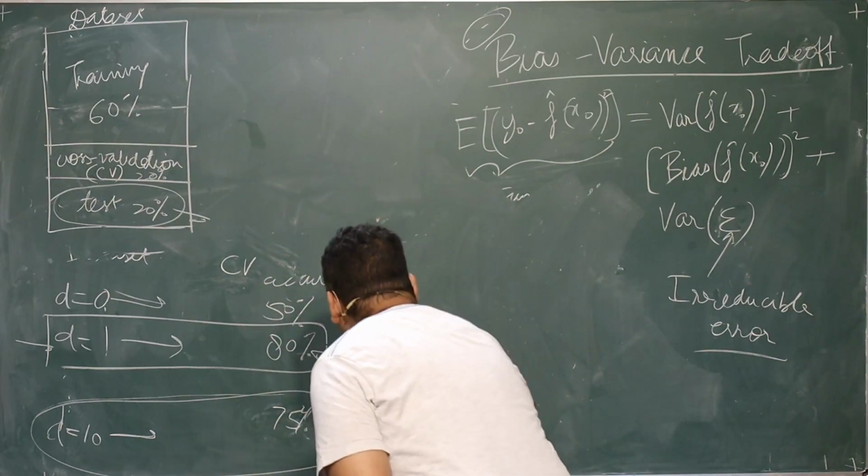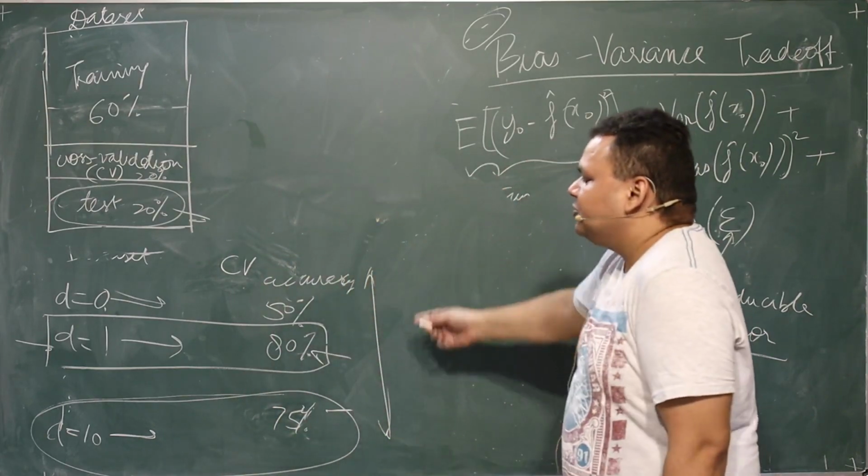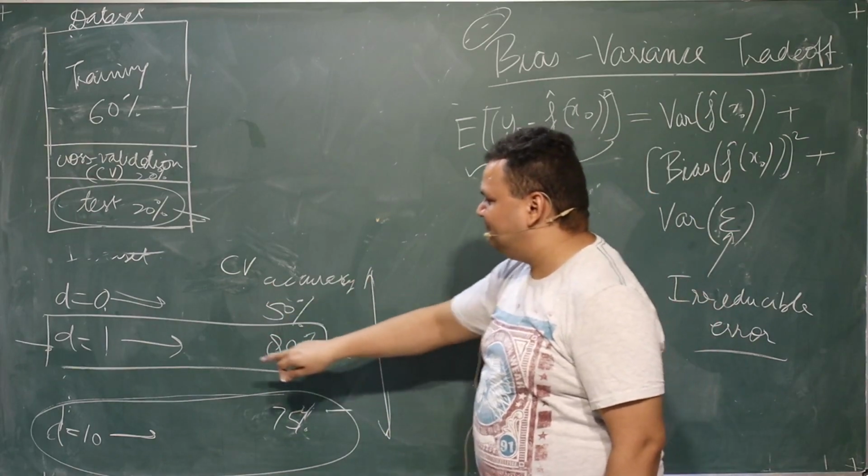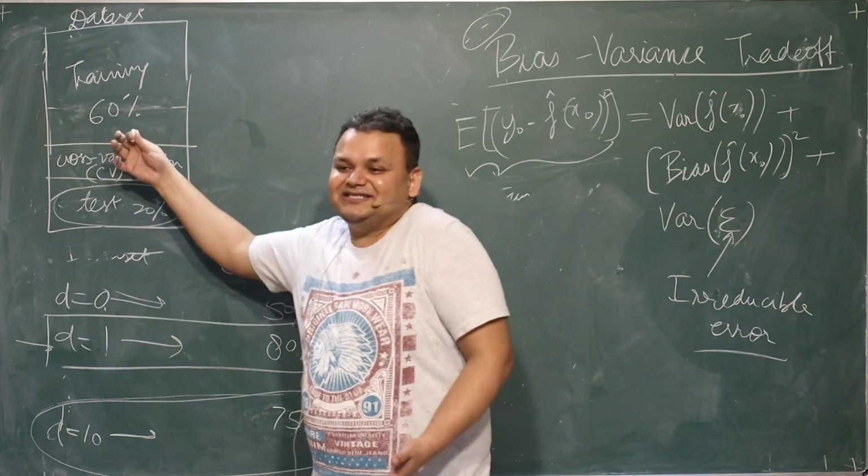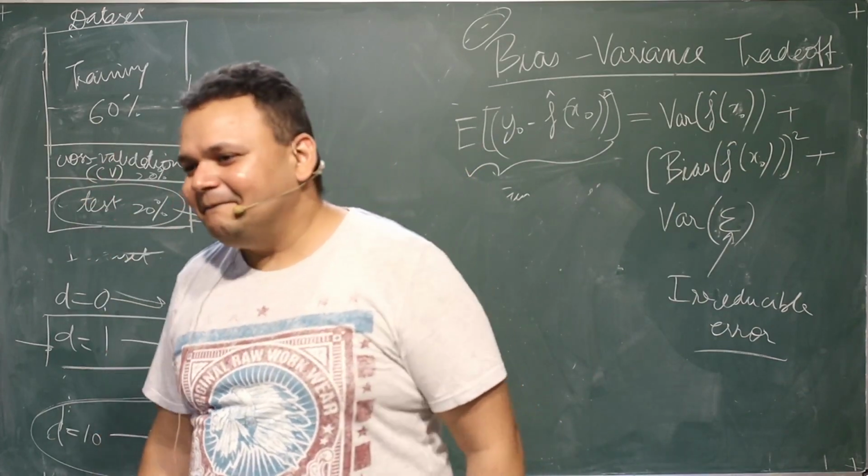In this part of the process, what are we trying to do? We are trying to find the best value of D so that my data set, the test data set, fits this best. ठीक है ना?